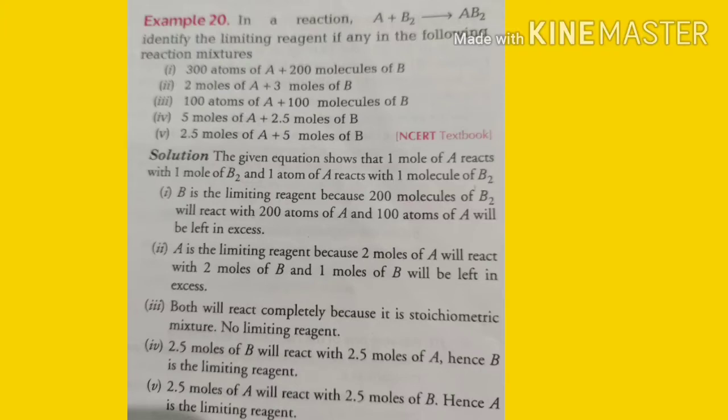Now the second point, that is 2 moles of A and 3 moles of B. Now A is the limiting reagent because 2 moles of A will react with 2 moles of B and 1 mole of B will be left in excess. Now the third is 100 atoms of A plus 100 molecules of B. Both will react completely because it is a stoichiometric mixture. No limiting reagent will be here.